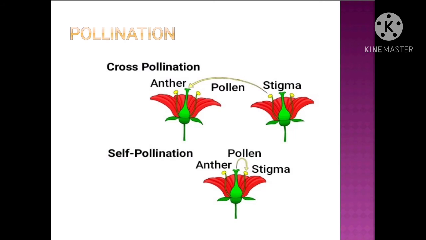in two ways. Self-pollination: pollination which takes place within the same flower or between two flowers of the same plant is called self-pollination. Cross-pollination: the pollination which takes place between two flowers present on two different plants of the same species is called cross-pollination.